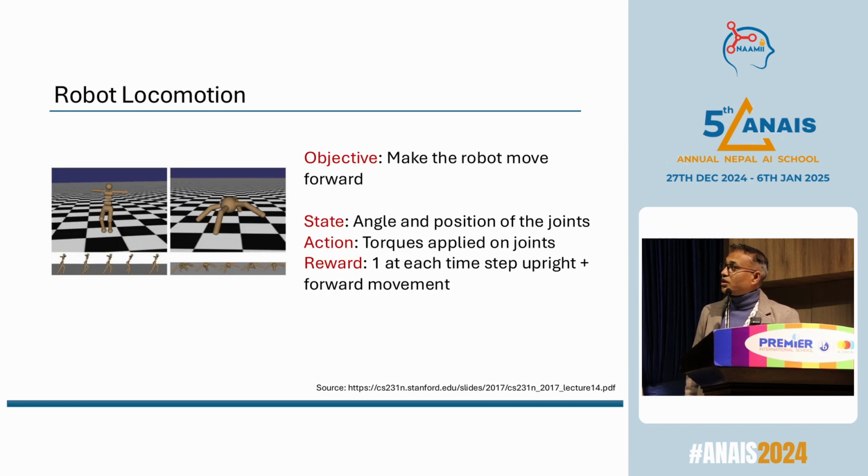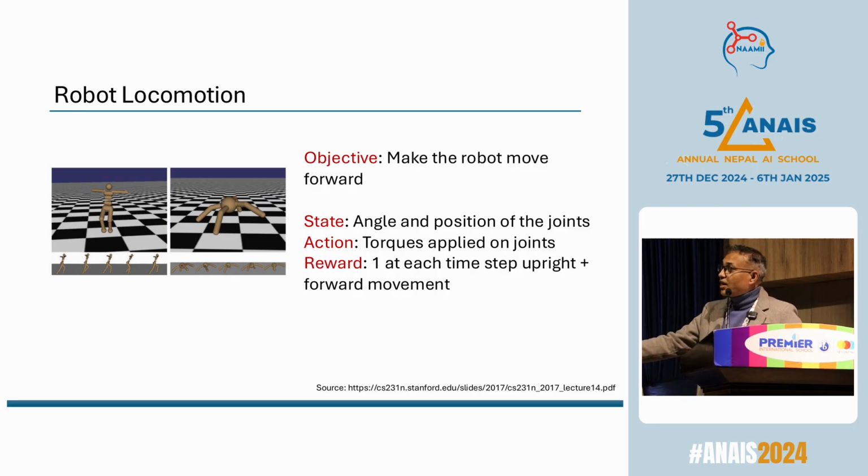Let me give you another example, so-called robot locomotion. This is another very, very popular example. And I think you can do a separate project based on this one also. In this example, a robot is there, and the major objective is to make the robot move forward. The robot is supposed to move forward. You see, it doesn't have to fall down. If it falls down, then you are going to get a negative reward.